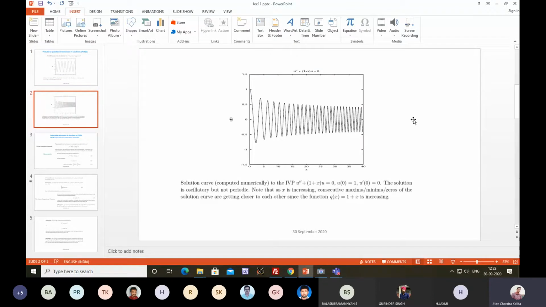So that problem where q(x) was 1 plus x. And again, this solution also starts at a value of u equal to 1, corresponding to the point x equal to 0. Now here, you can see that the phenomenon is different, right? In the earlier case, so please have a look at this. So you have seen both these solutions.